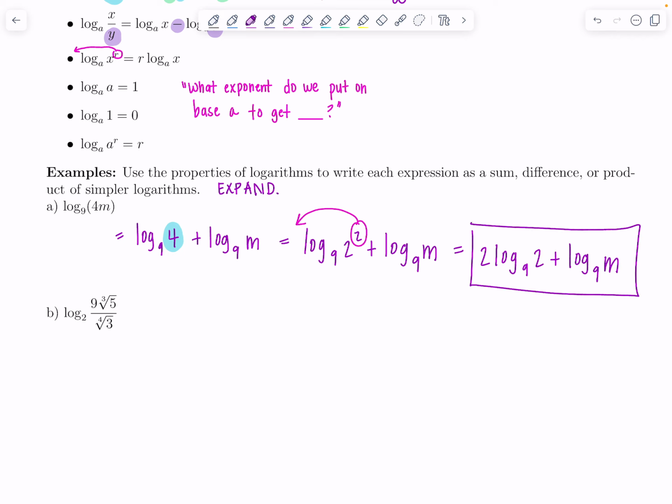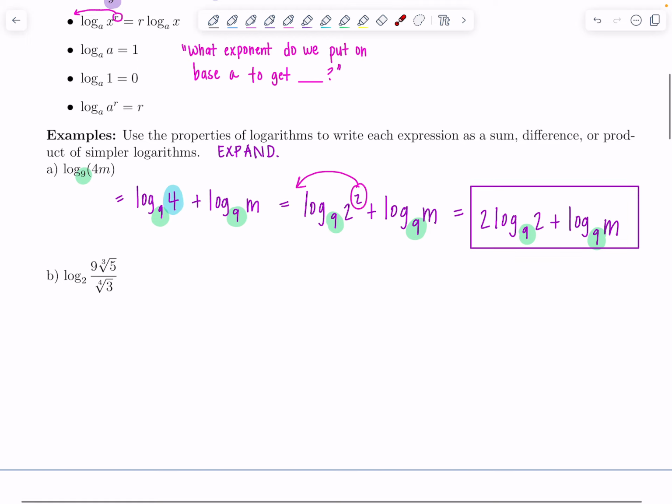Okay, so a couple things I want you to pay attention to right now. Whatever the base is, you have to write it for each of the logarithms the entire time, okay? And then your final answer is completely simplified when all exponents have been brought to the front and everything is broken up completely, okay? Good.